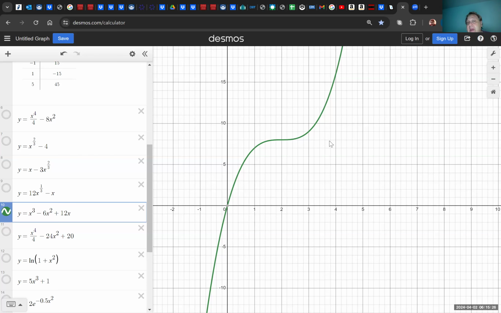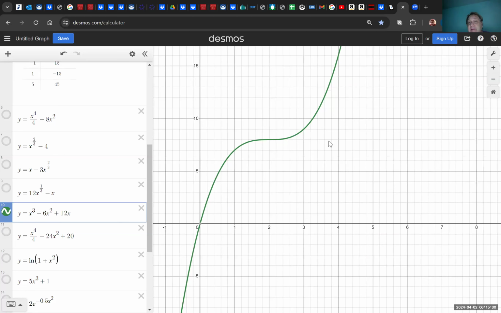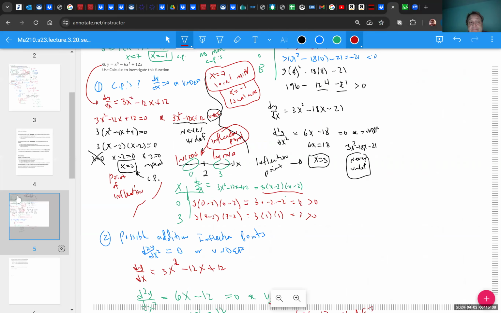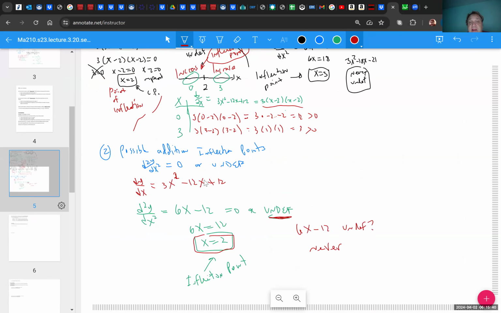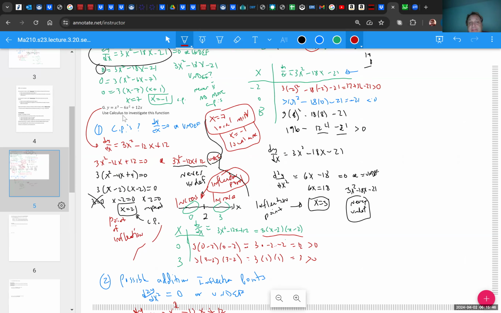All right, and there are no maxes and mins. We can zoom out if we want, but we know because we did the calculus that there are no local max or local min, because we would have found them using the first derivative, finding the critical points. All right, so that is the classification of all the local max, local min, and inflection points for this example G right here.